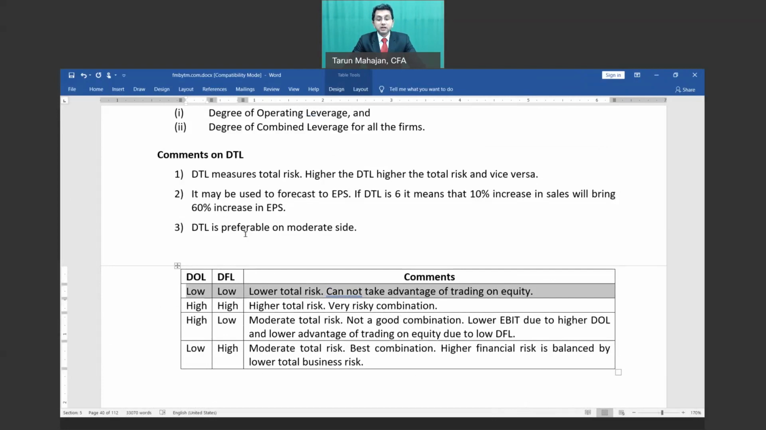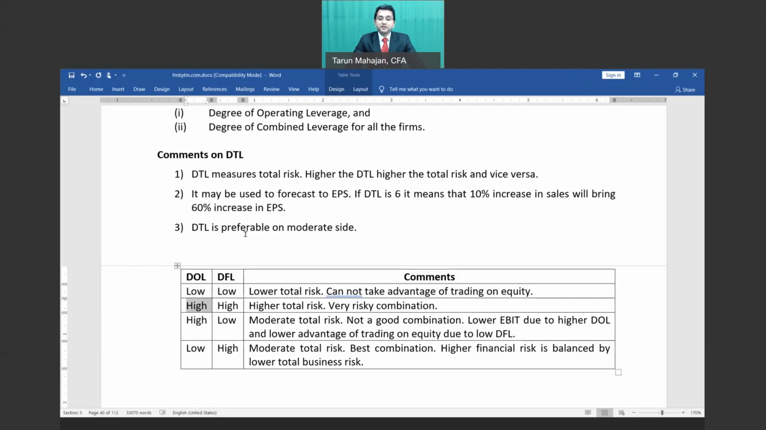As DTL is the multiplication of DOL and DFL, if both DOL and DFL are low, then DTL will also be very low. But in this case, if you don't take risk at all, you won't be able to take advantage of trading on equity.